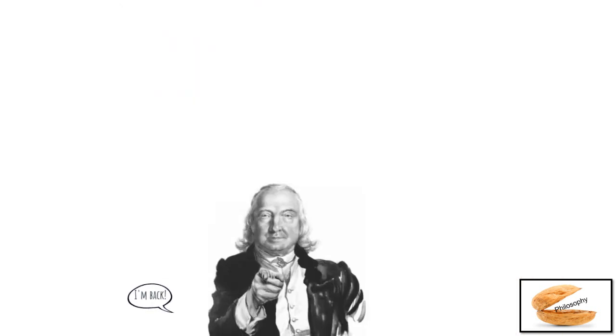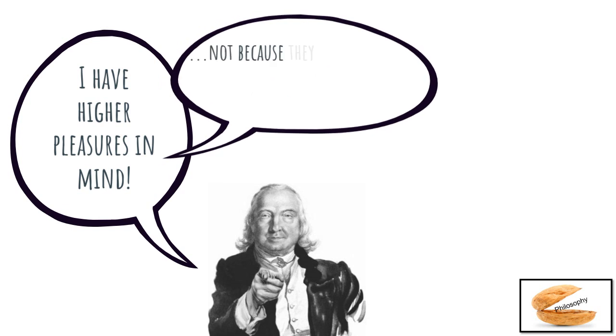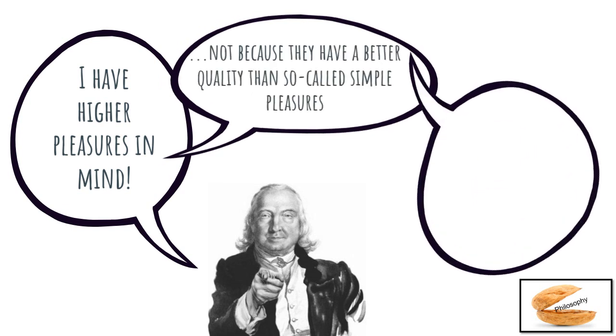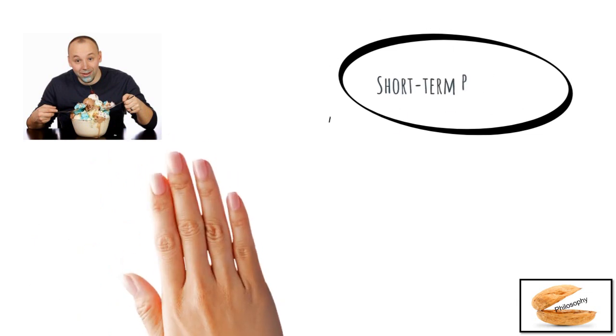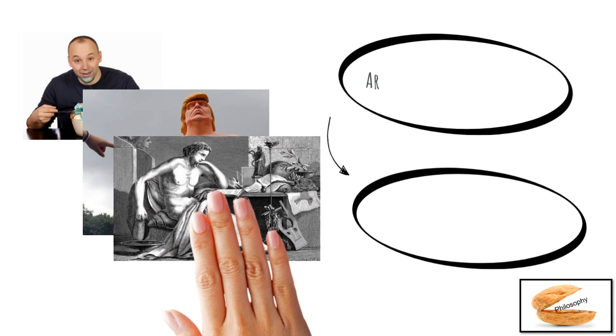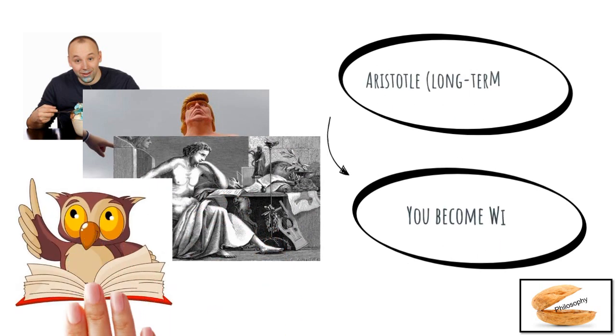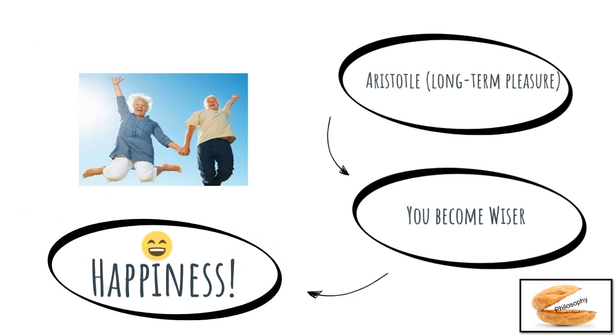Even Bentham had so-called higher pleasures in mind, such as intellectual pleasures, as something to generally make a priority, not because he meant that they have a better quality than so-called simple pleasures, but because, in the long run, intellectual pleasures tend to produce even more happiness. Eating ice cream is a short-term pleasure, and it can even lead to more displeasure if you eat too much of it, whereas reading Aristotle can help you become wiser, which is crucial for your ability to promote happiness throughout the rest of your life.